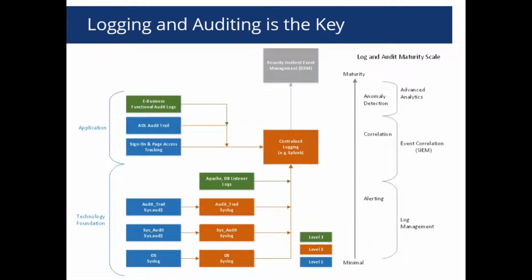To pull it all together, here is this slide that we have in blue, level 1, orange, level 2, green, level 3, and really what we're trying to do is to build up a level of maturity, which you see there on the right, where you're starting with some basic events and alerting, and moving towards the idea of correlation and anomaly detection.